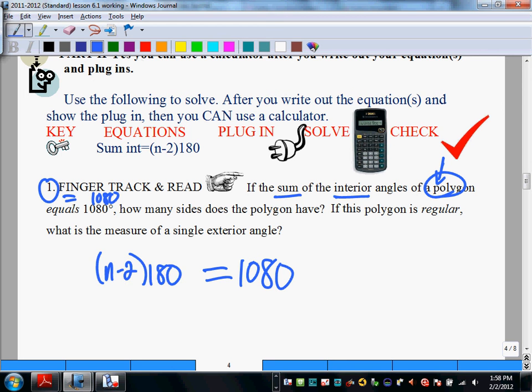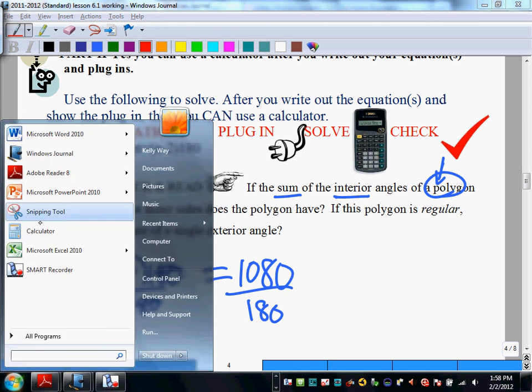Alright, guys. So how are we going to solve for N here? You divide 180 by both sides, eliminating the 180 from this side. And then you get your calculator out. Not yet. Not yet.